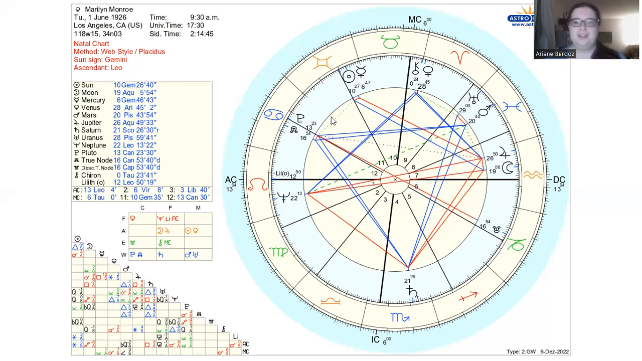And with this, like you and the Leo as well, which is really like when we talk about icons, we often have that Leo placement. What I'm seeing as well is that she was really meant to redefine or bring something new to the conversation of what it means to be a woman in society.